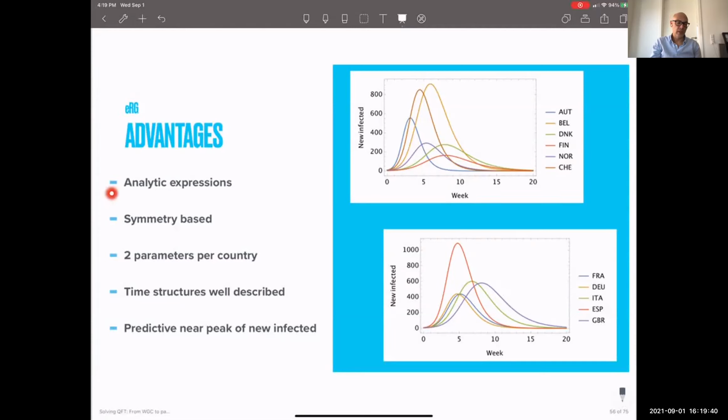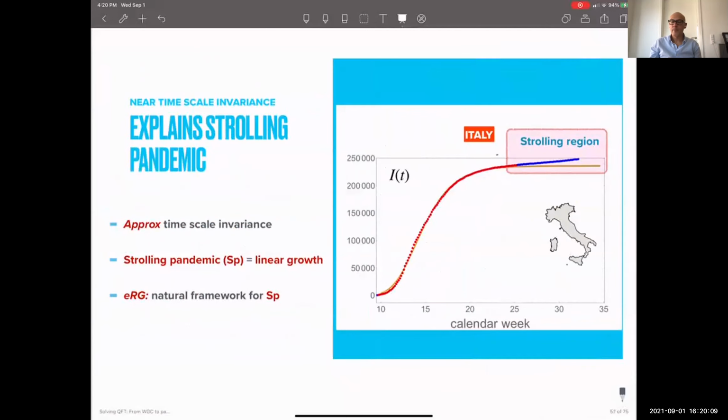What are the advantages of this reinterpretation in terms of fixed points? Well, it allows you to have analytic expressions, so you don't need supercomputers to investigate these results. It's symmetry-based. 2 parameters per country is typically enough to understand a single-wave dynamics, the gross features. The time structures are extremely well described, and once you're very close to the peak, it becomes extremely predictive. All right. I'll spare you how we model the interaction between different countries that led to the world news of predicting what happened in the fall of 2020.